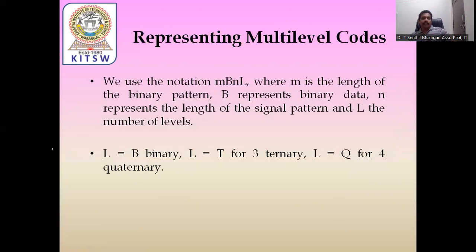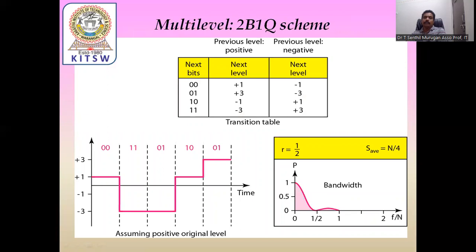How to represent it? In this method, m represents the length of the binary pattern, L represents the number of levels, and n represents the length of the signal. So L equal to B means binary, T means ternary for 3, and Q means quaternary for 4. We have to remember that: binary, ternary, and quaternary. In these examples, we just use 2B1Q. That means 2 bits, 1 signal.